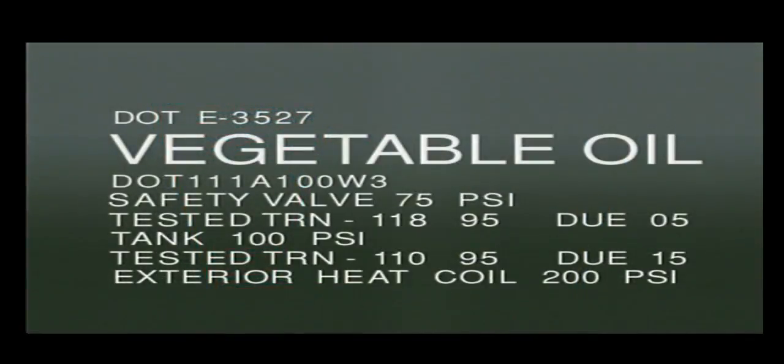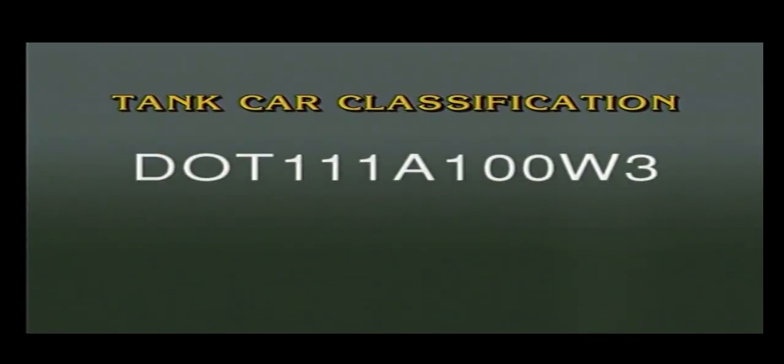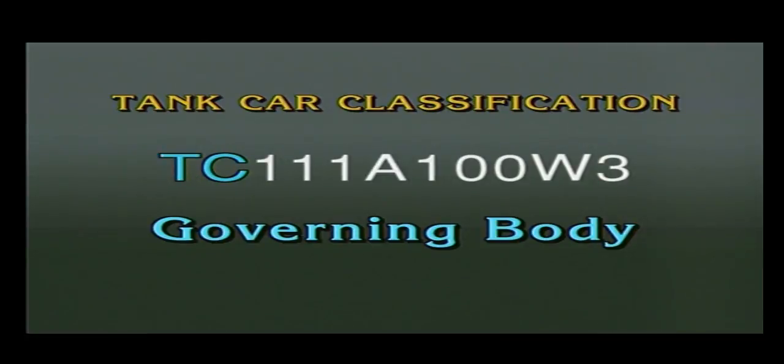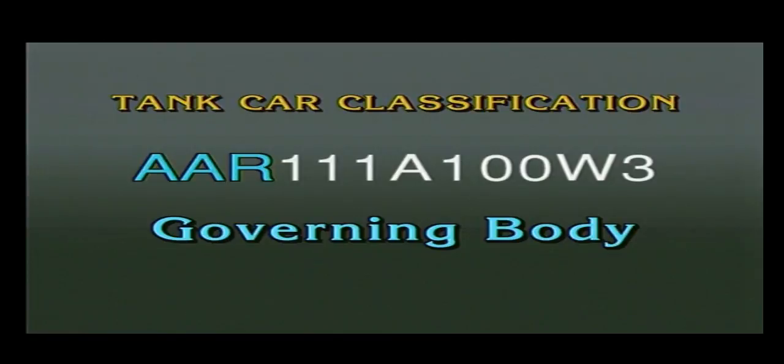To help you understand the car classification, we'll break it into 6 segments, explaining the basic meaning of each. The first segment represents the governing body. Here you see DOT, which indicates the U.S. Department of Transportation. If it reads TC, it stands for Transport Canada. AAR stands for Association of American Railroads.